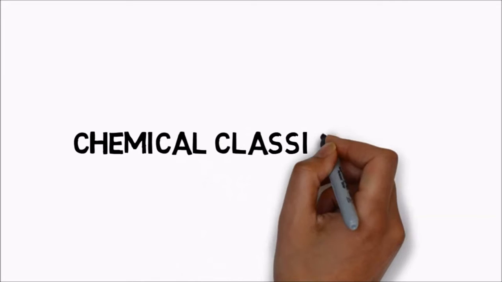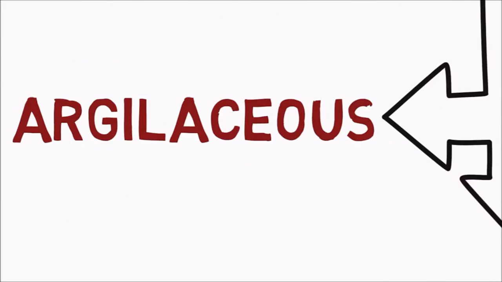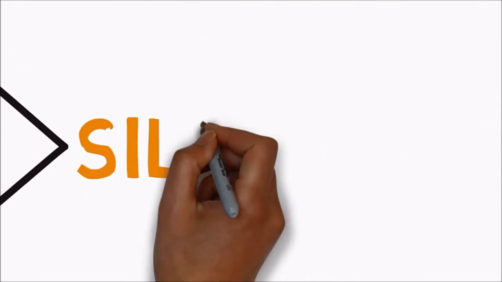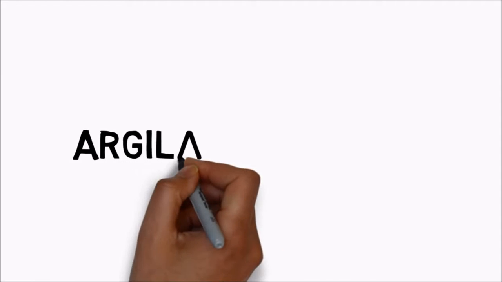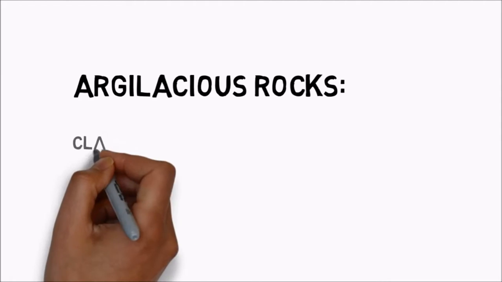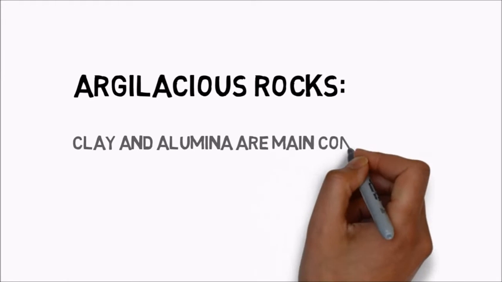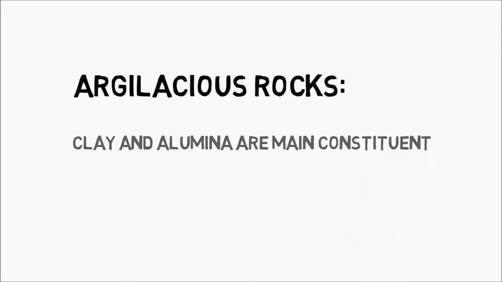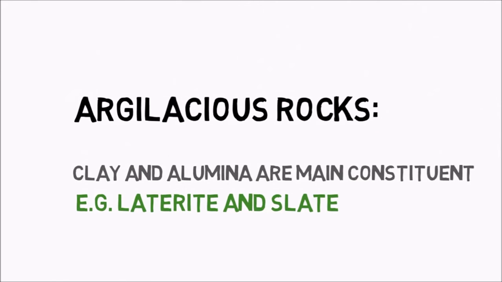Second major classification of rocks is chemical classification. Chemically, the rocks are classified into argillaceous, calcareous and siliceous rocks. In chemical classification, the argillaceous is the adjective used for rocks which contain high percentage of clay mineral. That is, in argillaceous rock, clay and alumina is found as the major component. Examples for argillaceous rocks are laterite and slate.